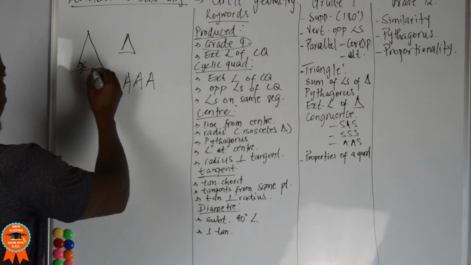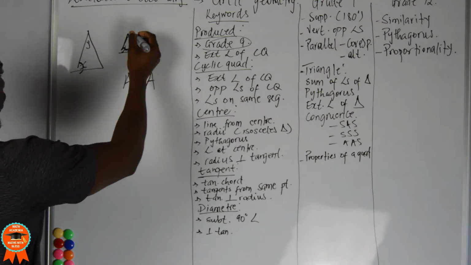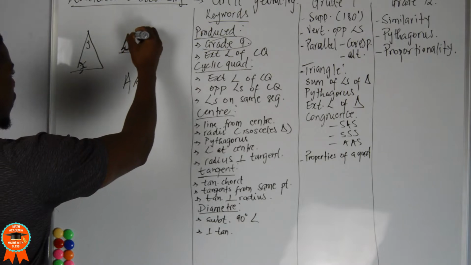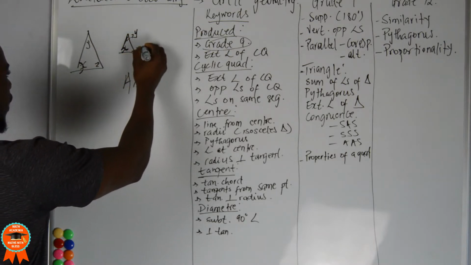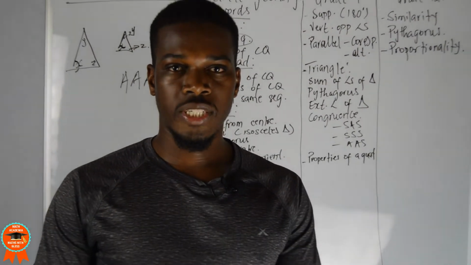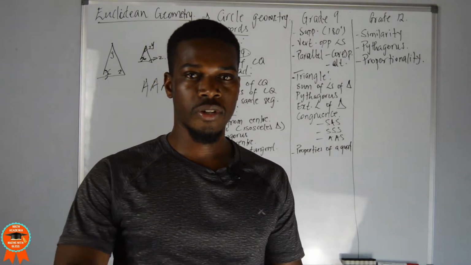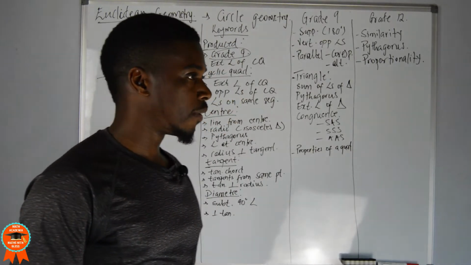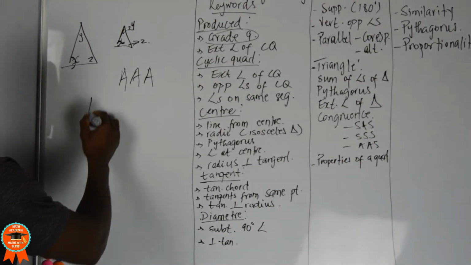Let's say this angle is X, it's equal to that angle, and then this one is Y, it's equal to this angle Y, and that one is Z, it's equal to this angle. If that condition is there in two triangles, the two triangles are similar because the corresponding angles are equal. So now what is a corresponding angle?